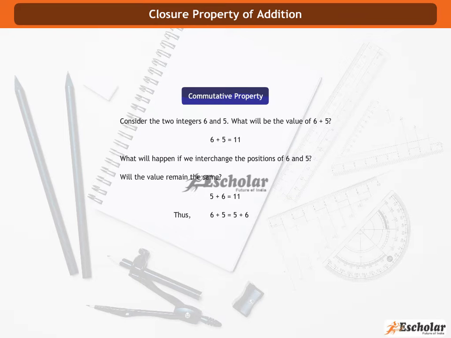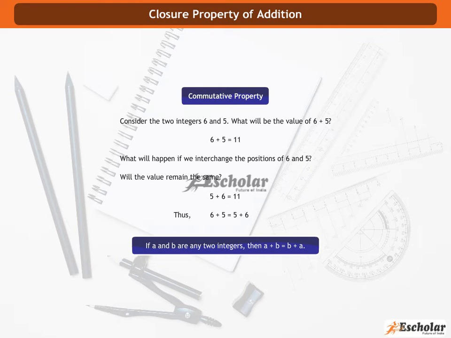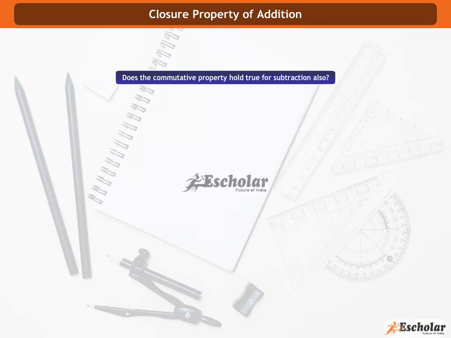This property is true for all integers. It is known as the commutative property of integers over addition, which states that the sum of two integers does not change even if we change the order in which they are added. Thus, integers are commutative under addition. If a and b are any two integers, then a plus b is equal to b plus a.